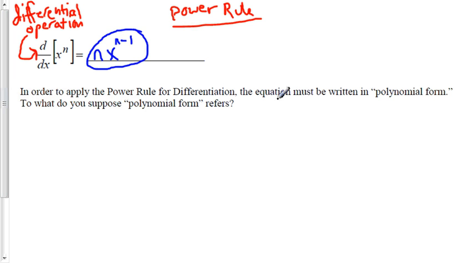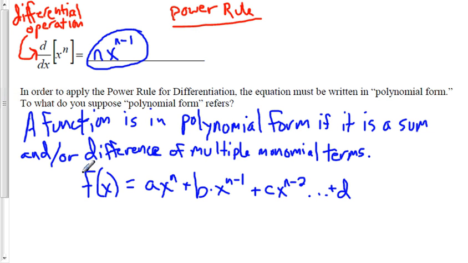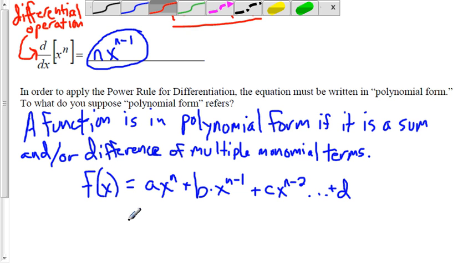In order to apply the power rule for differentiation, the equation must be written in polynomial form. What does polynomial form refer to? A function is in polynomial form if it is a sum and/or difference of monomial terms. So I have a generic example here, and I'll do a specific one.